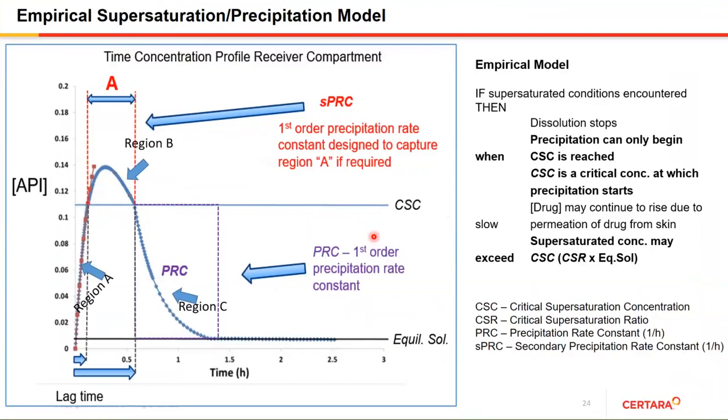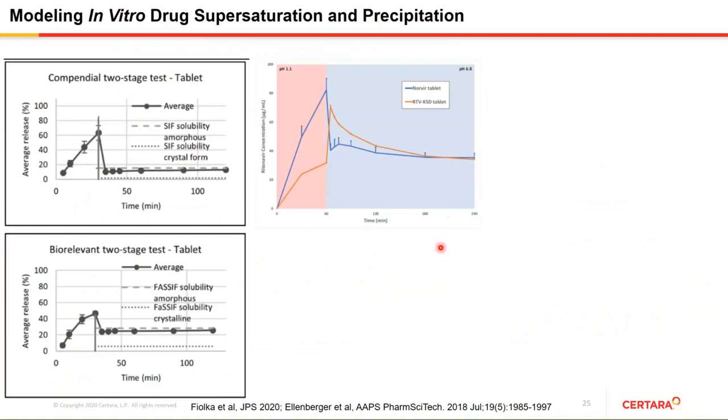It just gives you, having two different precipitation rates gives you more flexibility to model the entire process. So this is the empirical precipitation model which we used while developing the ritonavir, while understanding the ritonavir precipitation. And this is some of the data which was recently published from Professor Dressman's lab. You can see that this is the data in compendial fluid, so simulated gastric fluid and simulated intestinal fluid. And this is the data in biorelevant media, so fasted gastric to fasted intestinal.